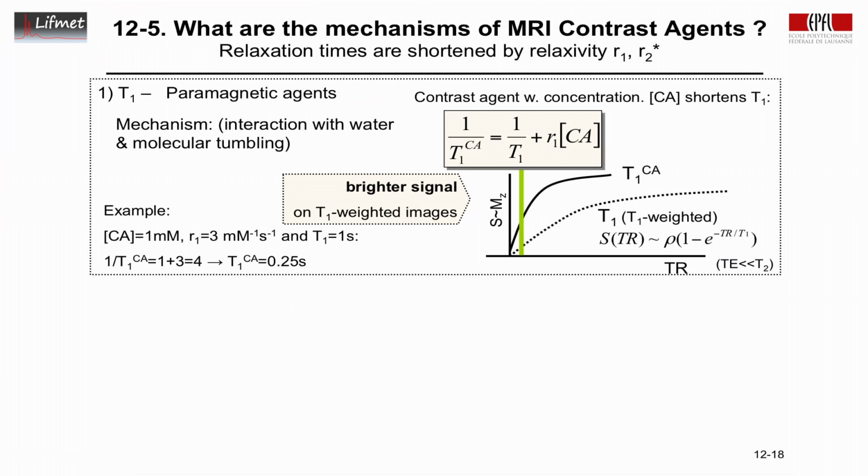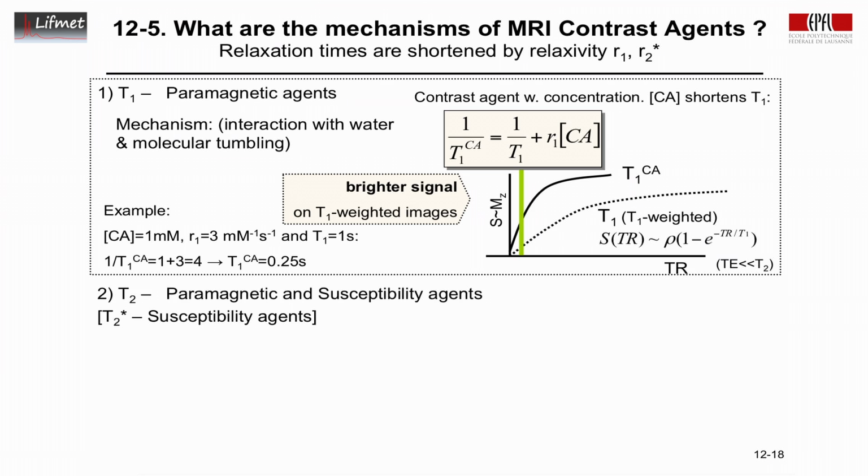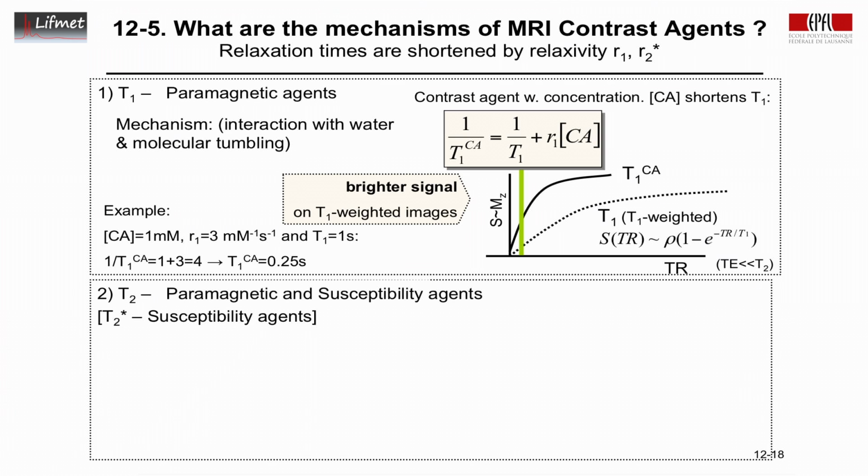The other class of contrast agents are paramagnetic and susceptibility agents. They act on T2 and T2 star. The T2 star agents are called susceptibility agents. The expression that describes the effect on T2 star has the same form that we have for T1. It's the effect of the contrast agent concentration, but now the proportionality factor is the relaxivity R2 star.